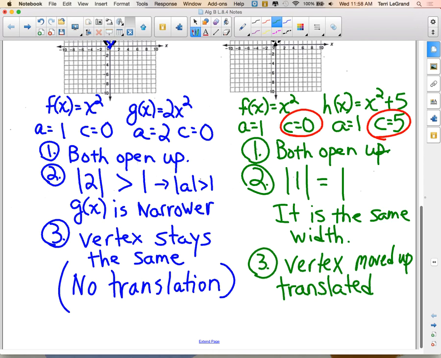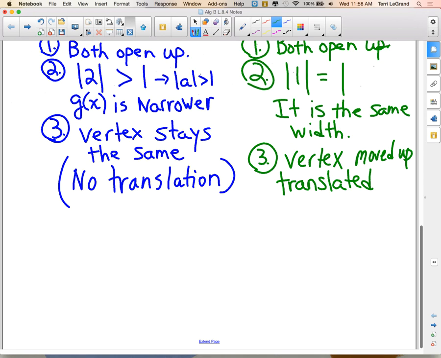And when we talk about a translation, we talk about how far and what direction. 5 units, 5 units up. Or you could say up 5 units. That doesn't matter. We're going to talk about both though. What direction would I expect on a graph? How far?